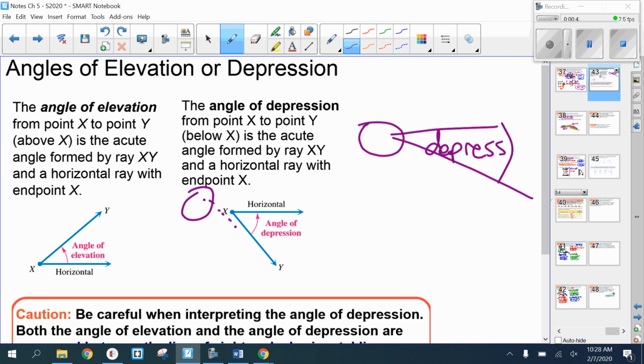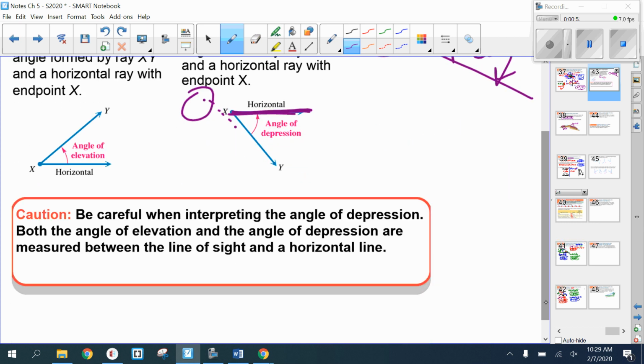All right, angle of depression is going to be underneath the line of sight, or the horizontal line of sight. That little caution down there says the same thing. You've got to look at that horizontal line, between the line of sight and the horizontal line.